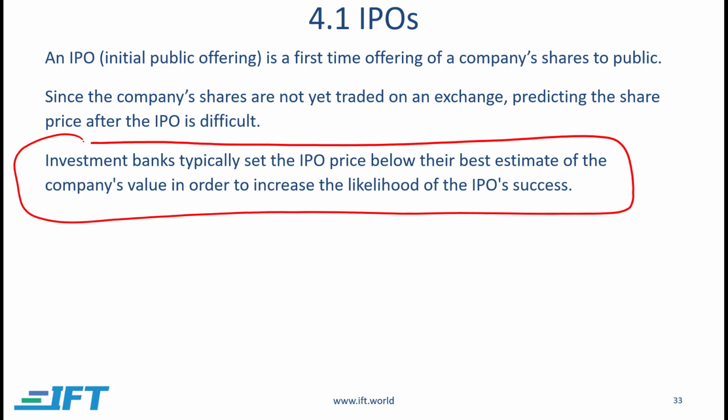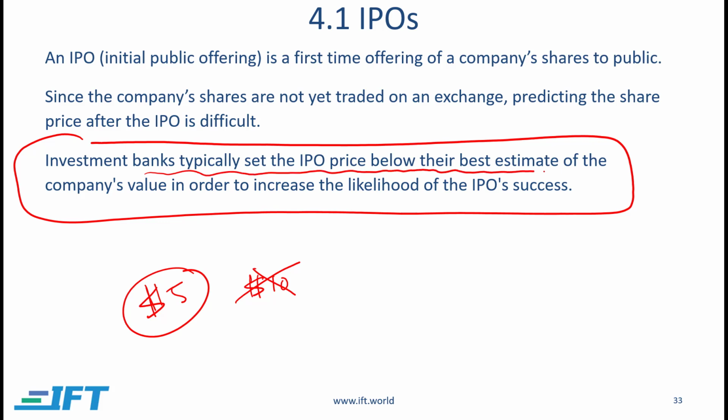Now, how do they go about making it easy for themselves? So investment banks first would like to convince the company that, hey, your share is actually not worth $10, your share is actually worth $5, right? And then they will try to set the IPO price below their best estimate of the company's value. Of course, I'm not blaming investment banks. I'm just trying to explain a concept to you, that why we see that shares are usually oversubscribed at IPOs, and then they even perform very well, is because they're usually issued at a price which is below the best estimate of the company's value.